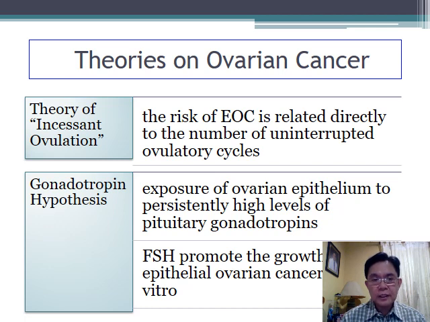The other theory is the gonadotropin hypothesis, which is based on the exposure of the ovarian epithelium to persistently high levels of pituitary gonadotropin. It is believed that FSH promotes the growth of the ovarian epithelium to develop ovarian cancer with exposure to high levels of estrogen.